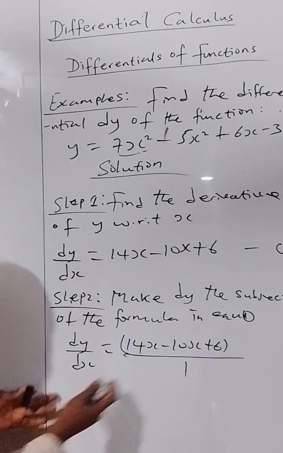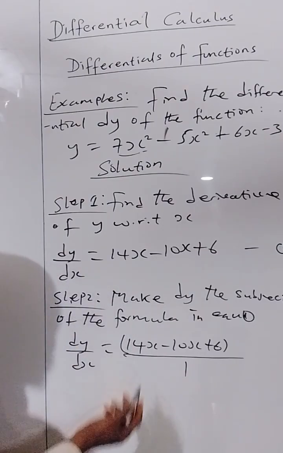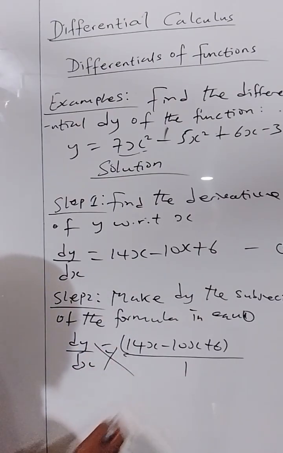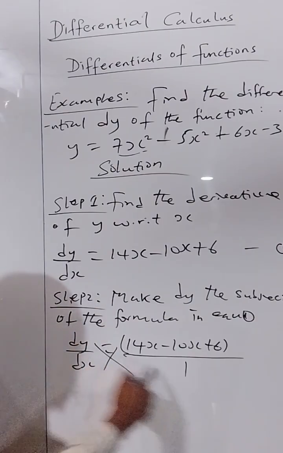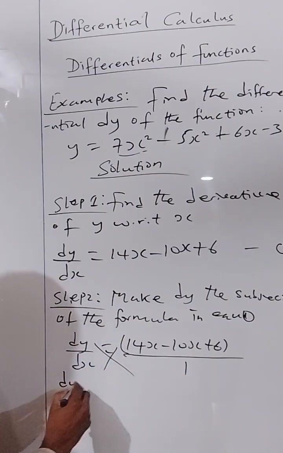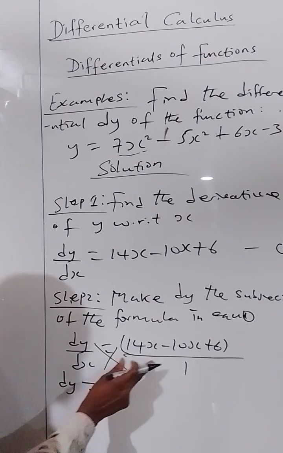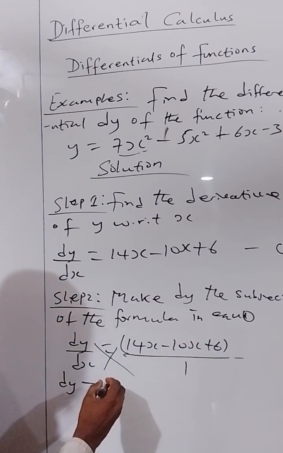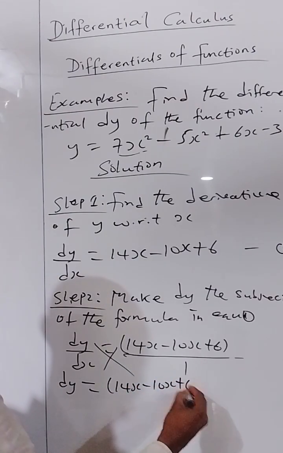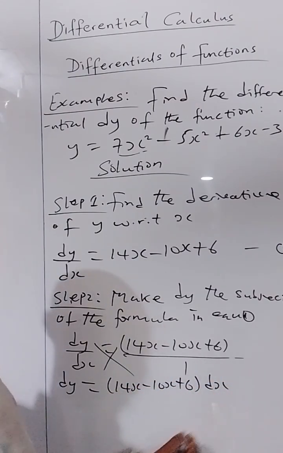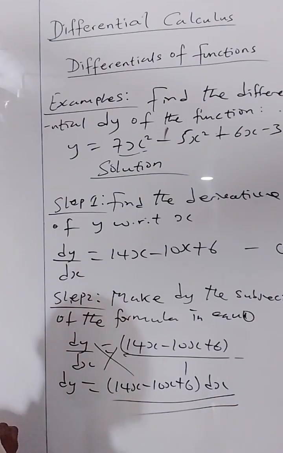So how do we make this the subject of the formula? We just need to cross multiply. By the time we cross multiply, we're going to make y the subject of the formula. In other words, I have dy multiplied by 1, so I have dy equals dx multiplied by everything I have in this bracket. So I have 14x minus 10x plus 6 dx. So this is the differential of this function we are asked to calculate. Hope you understand this.